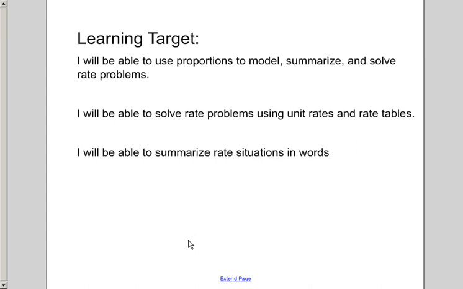This is the beginning of Unit 8, Lesson 8.1. We're going to be learning about rates and ratios and proportions. Here's the learning target for this lesson. I will be able to use proportions to model, summarize, and solve rate problems. I will be able to solve rate problems using unit rates and rate tables, and I will be able to summarize rate situations in words.